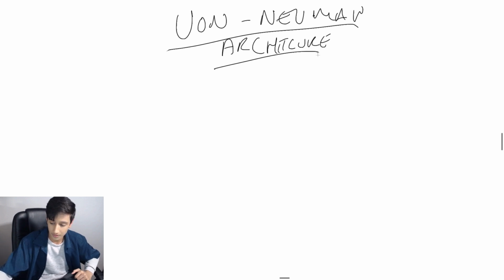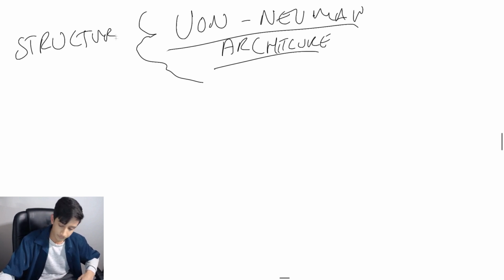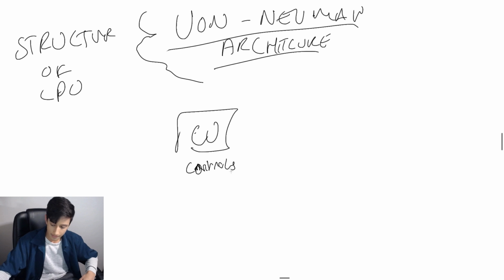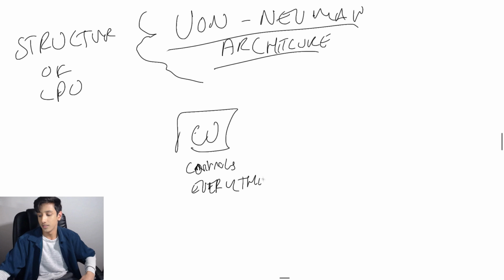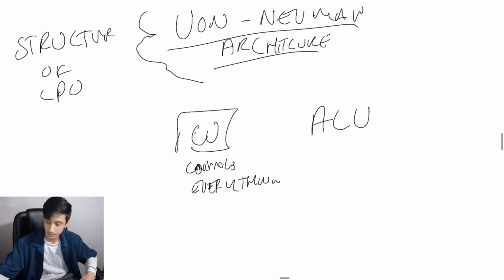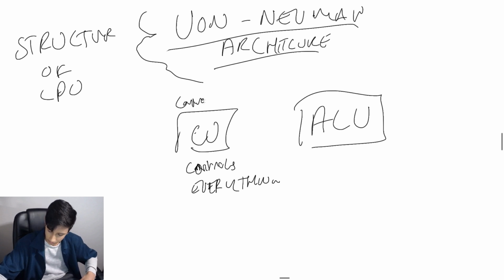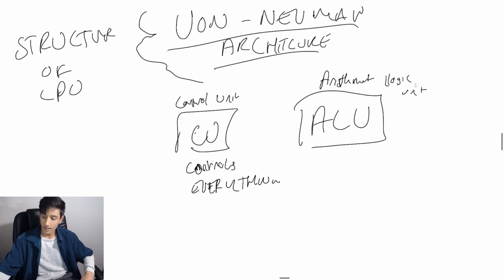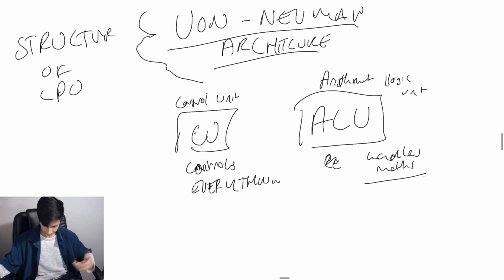In a CPU, von Neumann architecture is the structure of a CPU. Inside a CPU there are lots of different things. There is the CU, the control unit, which controls the main activity of the CPU. There is the ALU, the arithmetic logic unit, which handles maths. It does all the arithmetic.